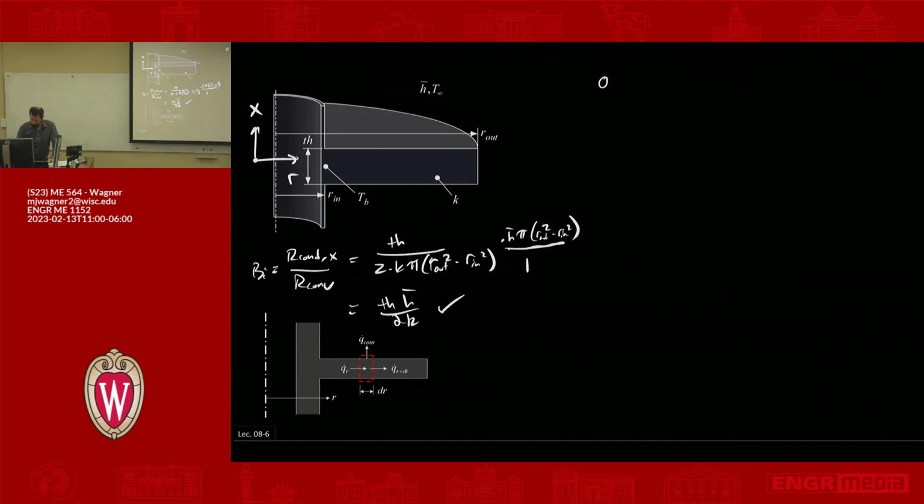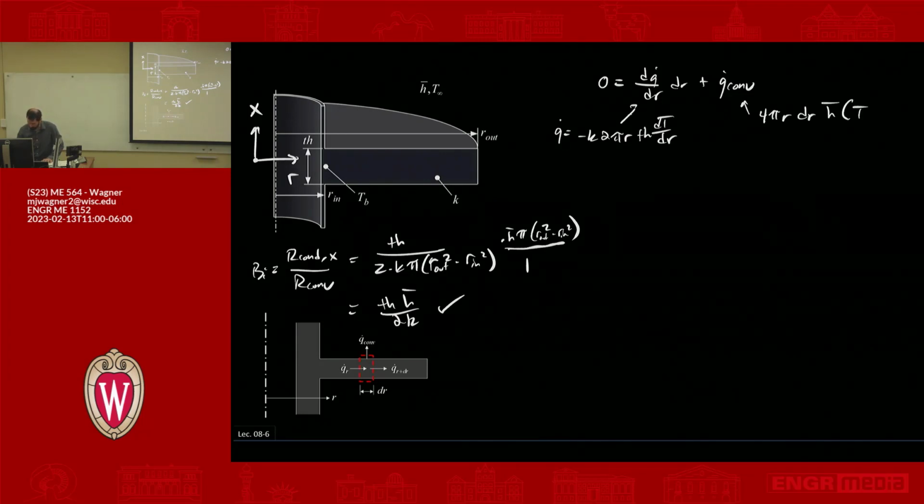Skipping the actual energy balance, expanding out, we end up with 0 equals d q dot dr times dr plus q dot convection. Right, that's just expanding out that q_r plus dr term and canceling it out. For heat transfer, q dot is going to be minus k 2 pi r thickness times dT/dr, and convection is going to be 4 pi r dr times h bar times (T minus T infinity).